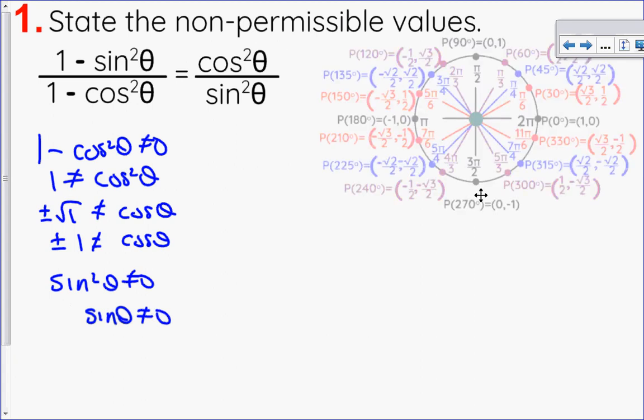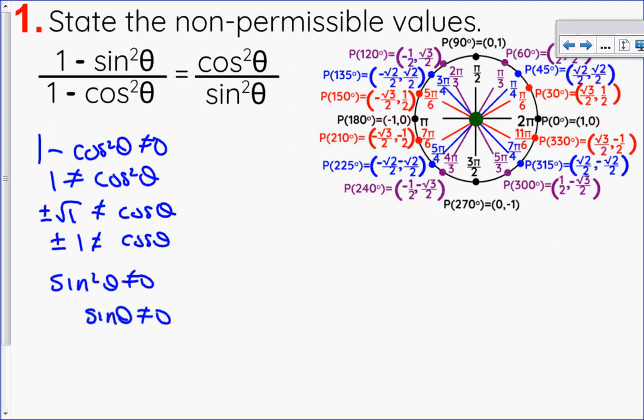So let's look at our unit circle to see where cosine is positive and negative 1. There's negative 1. There's positive 1. And when sine can't be 0, it looks like it's the same points. So it's going to be at 0, pi, 2 pi, etc. I'm going to write that in general, saying theta cannot equal multiples of pi, where n is an integer. So that's how you state non-permissible values. You have to state your NPVs for every question unless it says prove true for all permissible values.